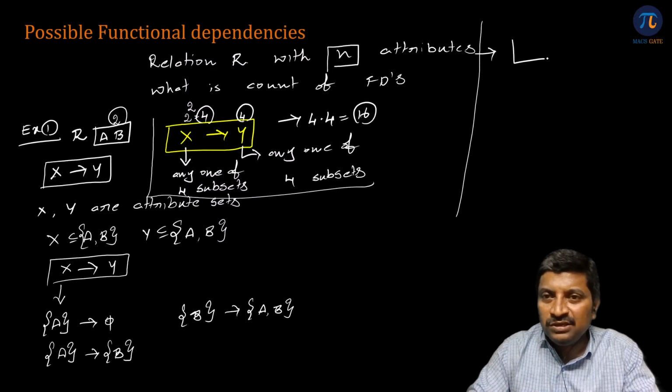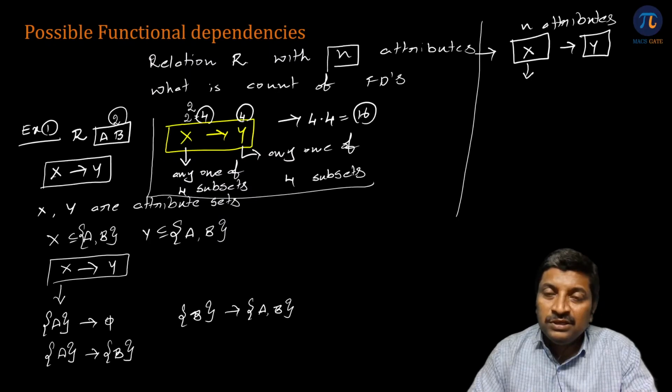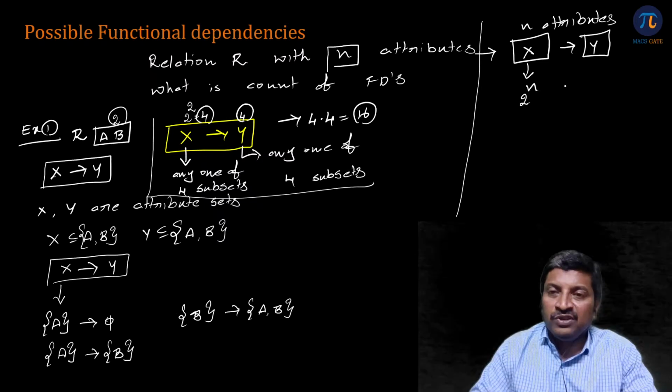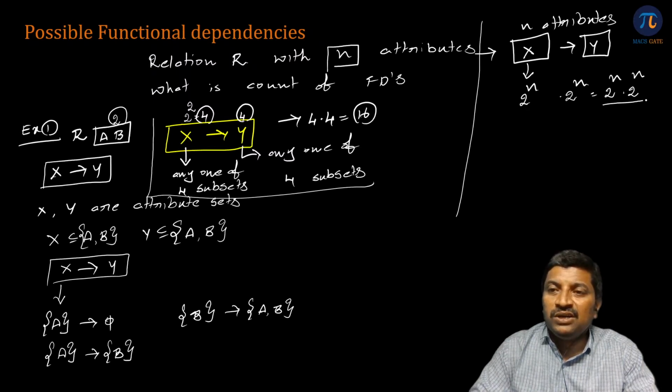Now, X comma Y, and let us assume the case of n attributes. Whenever I have n attributes, on the left side I can write any subset of the attribute set, that means any subset of a set with n elements. For a set with n elements, how many subsets are possible? 2 power n. What about Y? 2 power n. So totally it will be 2 power n into 2 power n. Am I clear, sir? So this is the total number of possible functional dependencies.